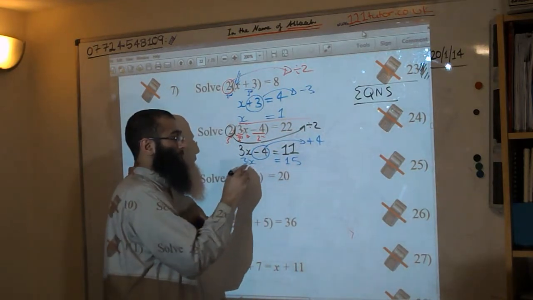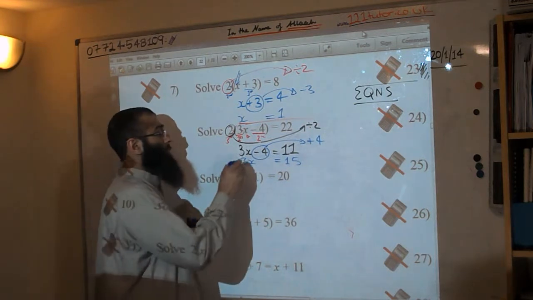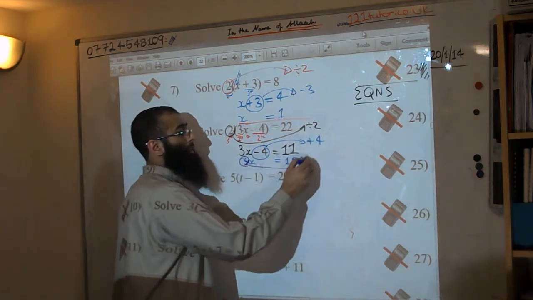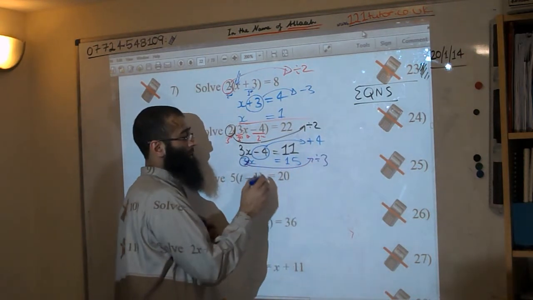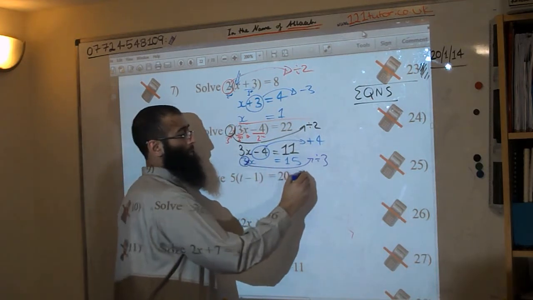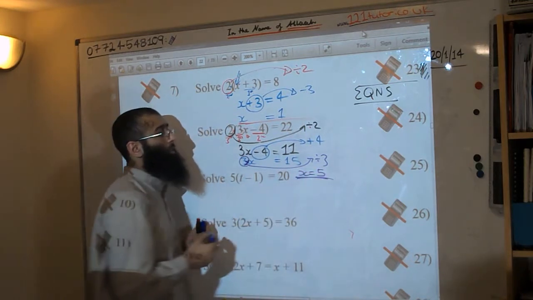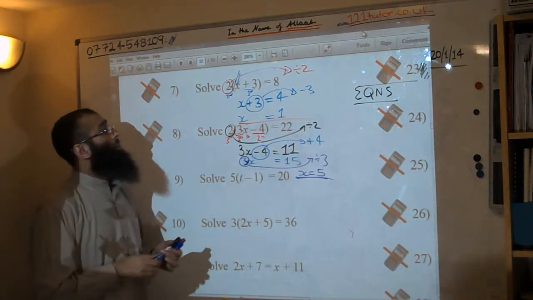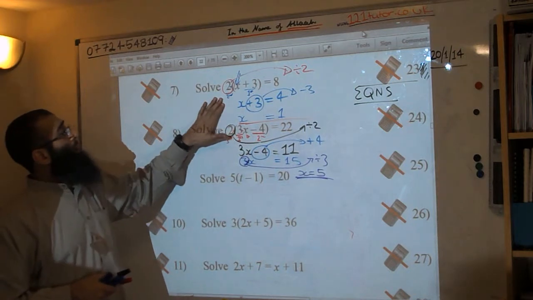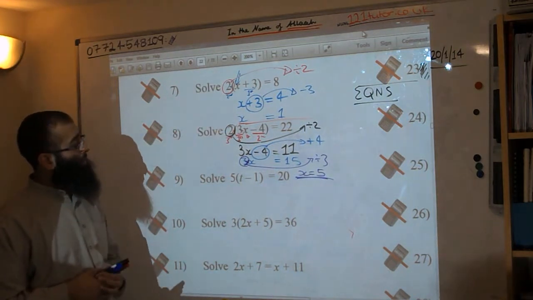Okay, next we have time by 3. It's going to be divided. Time by 3, we move the time by 3 over. It's going to be divided by 3. So we can say, I'm just running out of a bit of space here. x is equal to 5. So in this question here we had 3 steps.